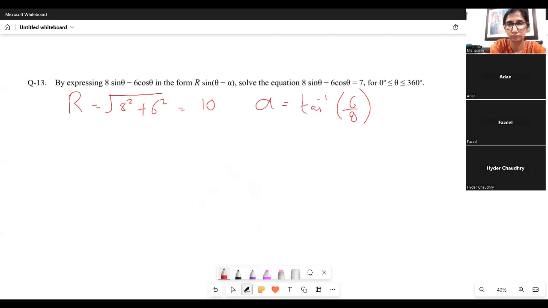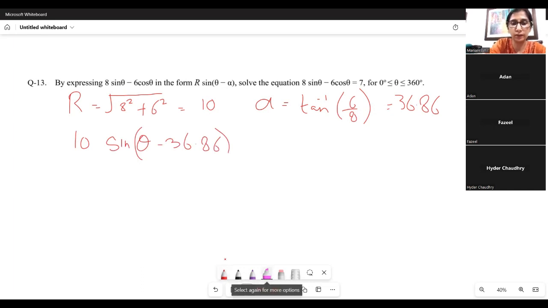Which is 36.86. So the new expression is 10 sine theta minus 36.86. Okay. And then we equate the left-hand side to 7. So we equate this to 7. Now we're going to solve this for the domain 0 to 360 degrees.